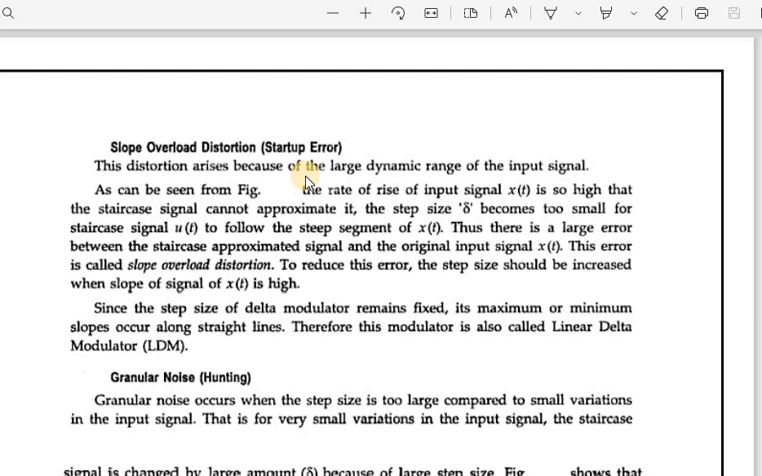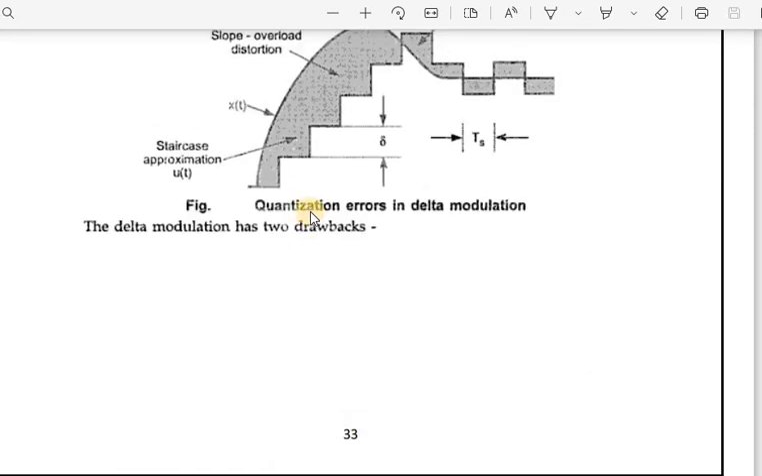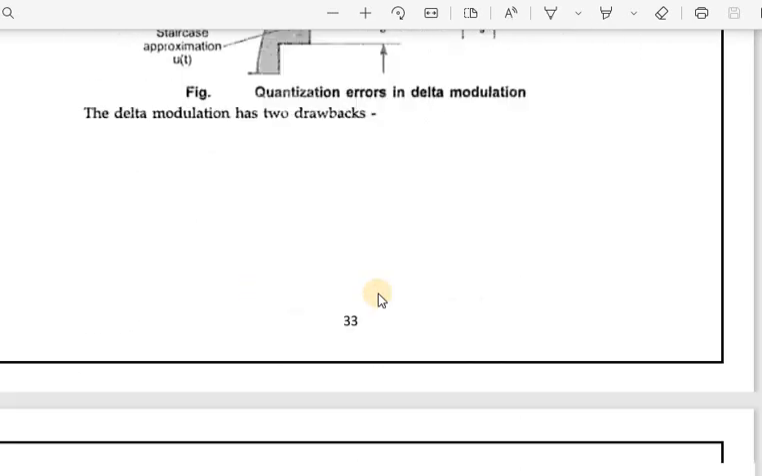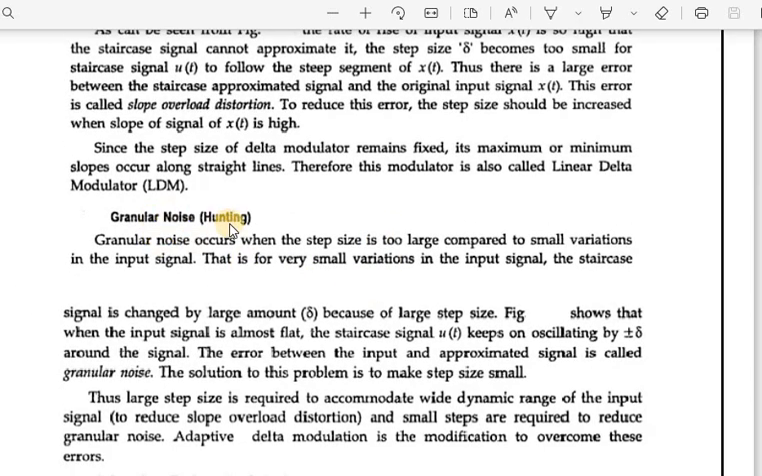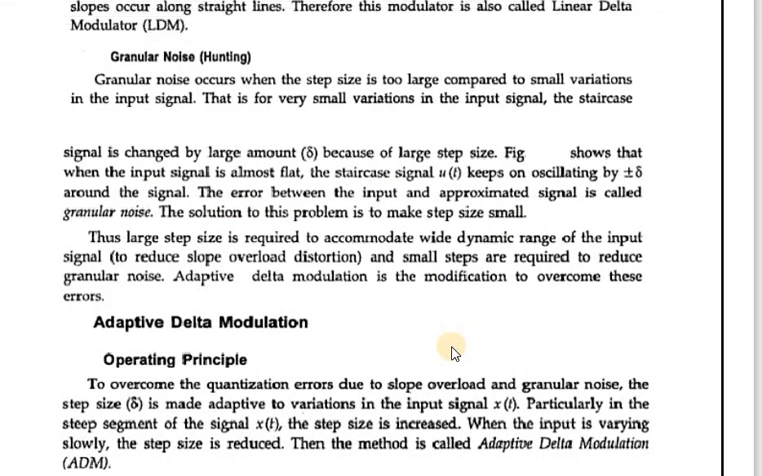So here is the explanation of what slope overload distortion actually is and how it can be handled. It is also called startup error, because it occurs in the starting part, and the next one, granular noise, is also called hunting error. So this was about the errors I have already discussed. I'll be sharing the notes with you. Please go through them.